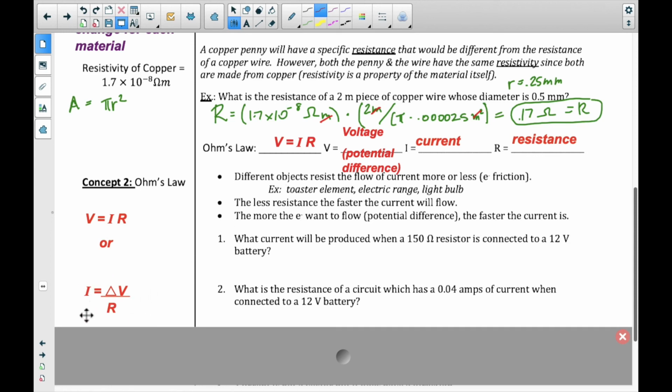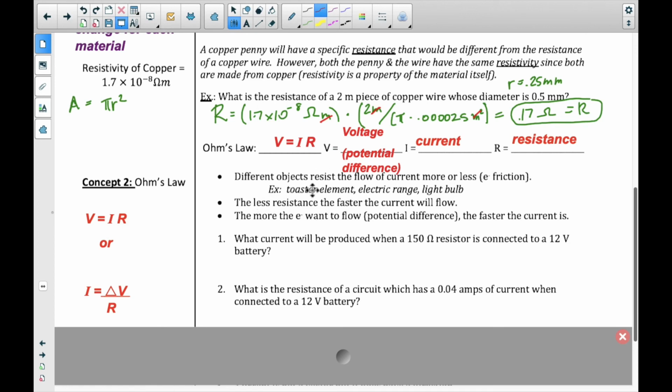But yet this one, I equals change in V over R, sometimes is more helpful because it actually shows you how much current you have. Typically, that's what you're wanting to find. How much current is there going to be? Well, how much voltage is in the battery and what kind of resistance do you have in your wire? That's going to tell you how much current you have. So this is a little bit more practical, whereas I just personally memorize V equals IR.